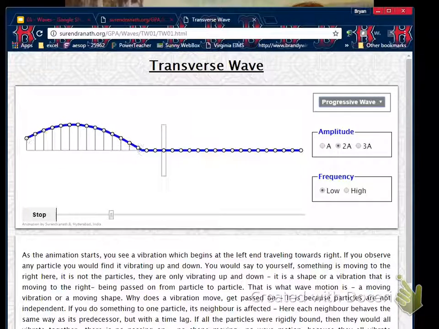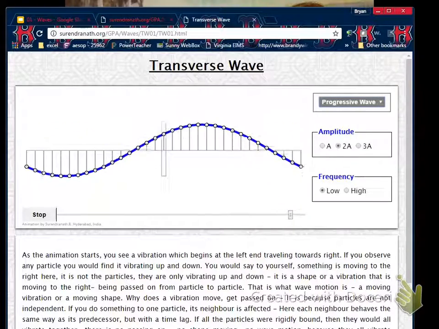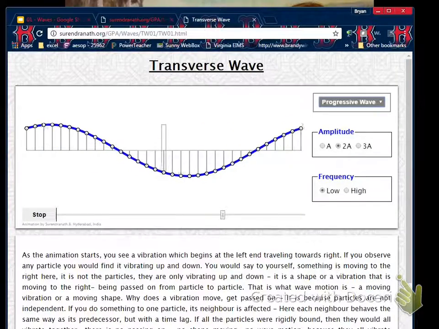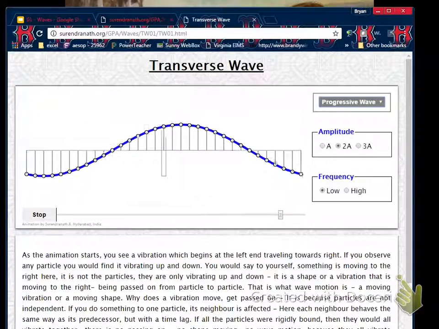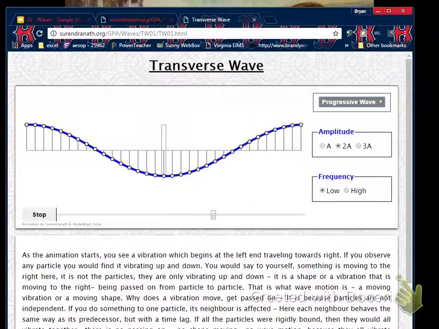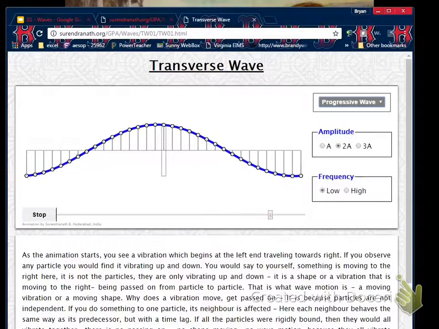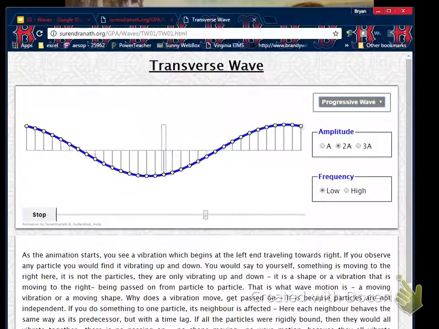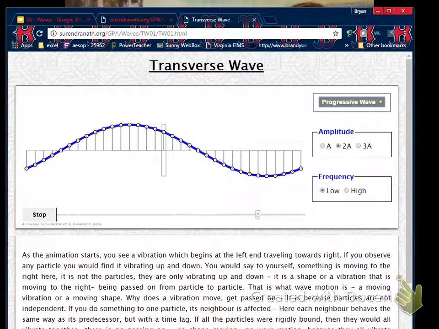And then the other type of wave we can have is called a progressive wave. This is a progressive wave. How does this differ from what we just saw? What's different about this from what we just saw? Okay, it's above and below, and it's continuous. So a progressive wave is continuous. A pulse is just one crest or one trough. A progressive wave is a continuous wave. Okay.